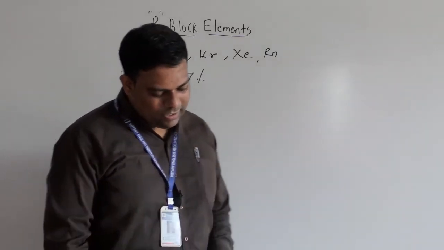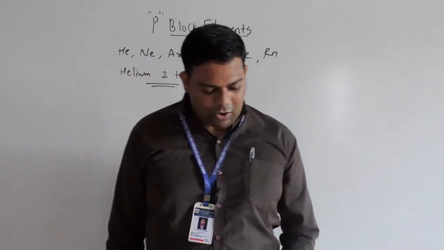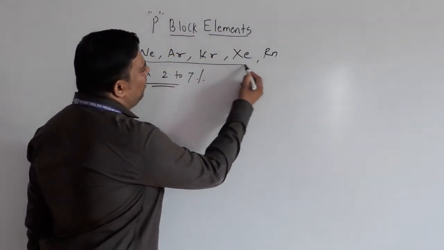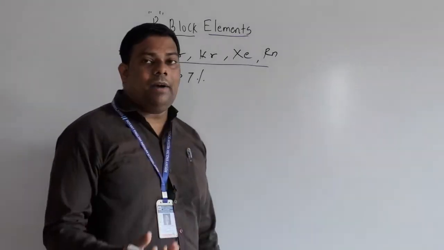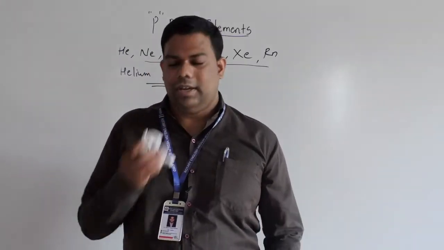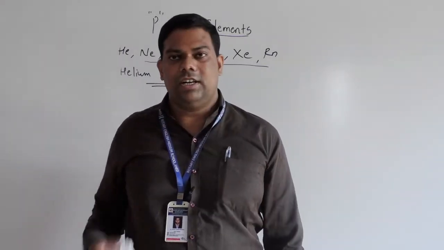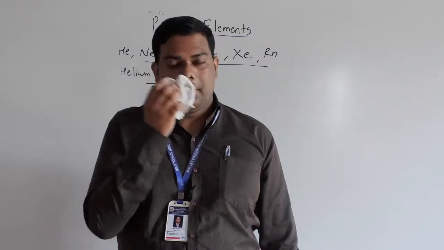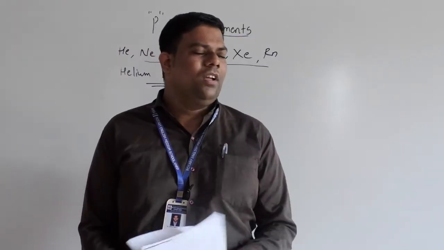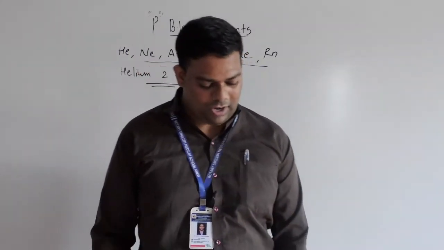Neon, argon, krypton, xenon and radon are obtained as a byproduct of the liquefaction of air, and we can separate these constituents by fractional distillation. That covers the occurrence of the zero group, or inert gas, elements.